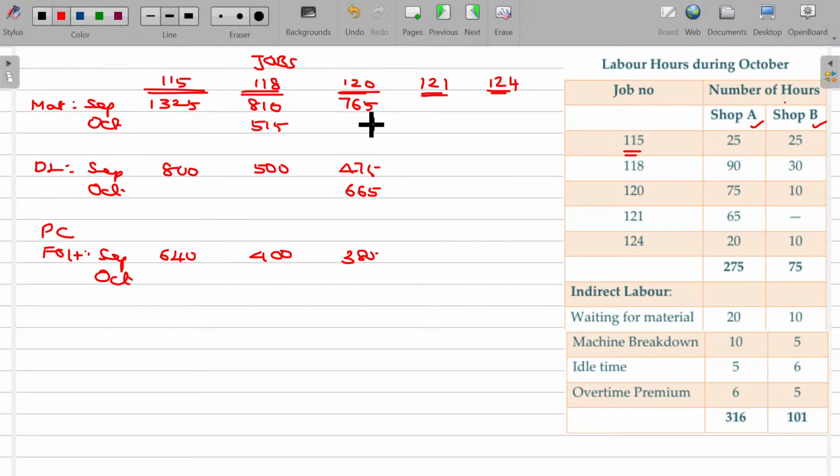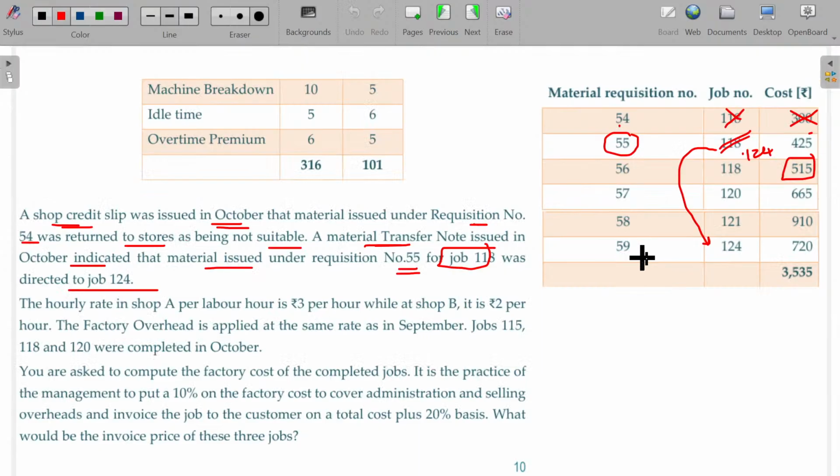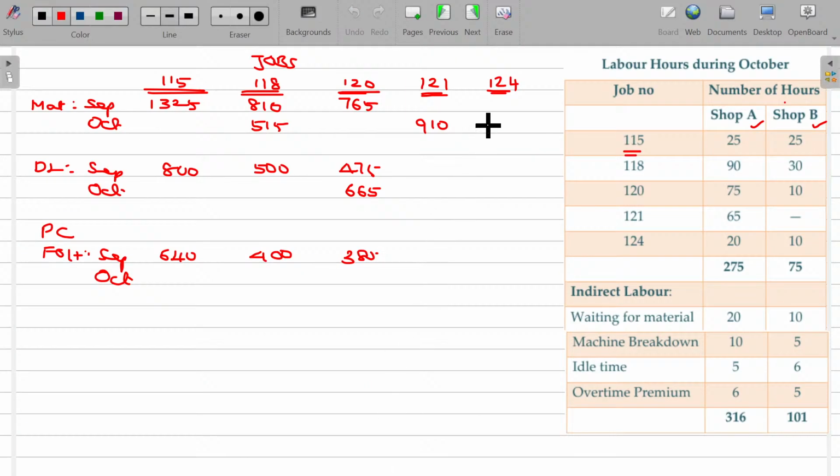Okay, this is 910 here. And for 124, 720 and 425 both will be addable. Transfer from one job to the next job: the job from where it is transferred should be subtracted, to where it reached should be added. So 720 plus 425, 1145. Clear?